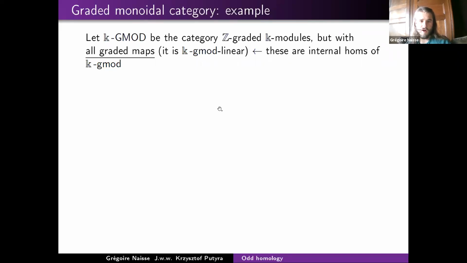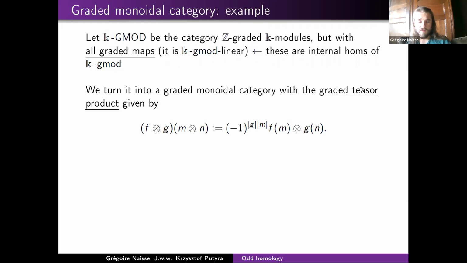And you can turn this into a graded monoidal category by keeping it with the graded tensor product. So on objects, you do the same thing as before. You just do the usual tensor product of graded spaces. But now you need to define what is the tensor product of two maps having some non-trivial degree. And so to do it, you apply the same rule as before. So if you apply f tensor g on some element m tensor n, you define it as applying f on m times g on n, but adding this sign, because again, you need somehow to commute g and m.